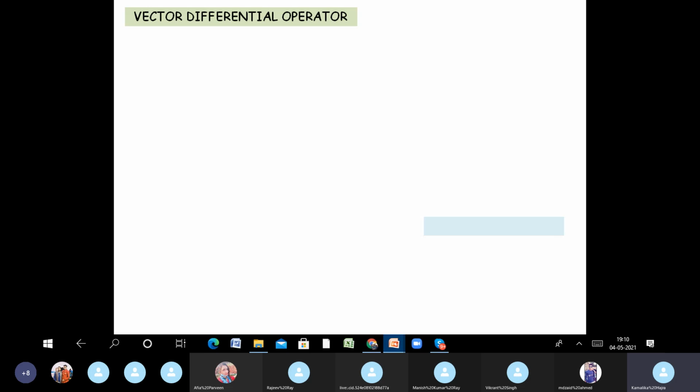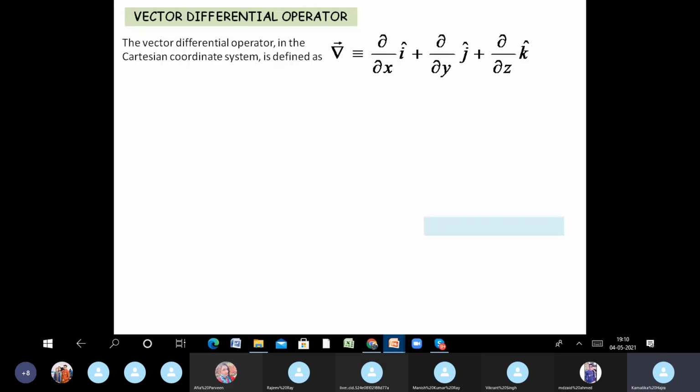Okay, so basically, knowing what differentiating a vector is and knowing what the partial derivative of a vector is are the stepping stones to understanding what a vector differential operator is. So this is the representation of the vector differential operator in the Cartesian coordinate system. This is called the del operator.